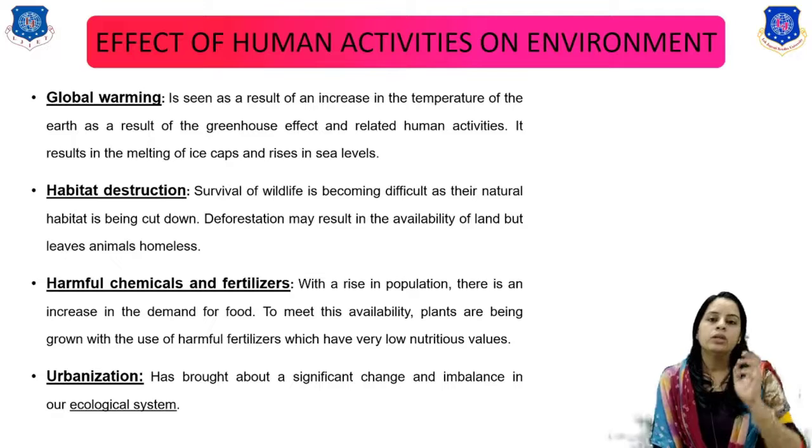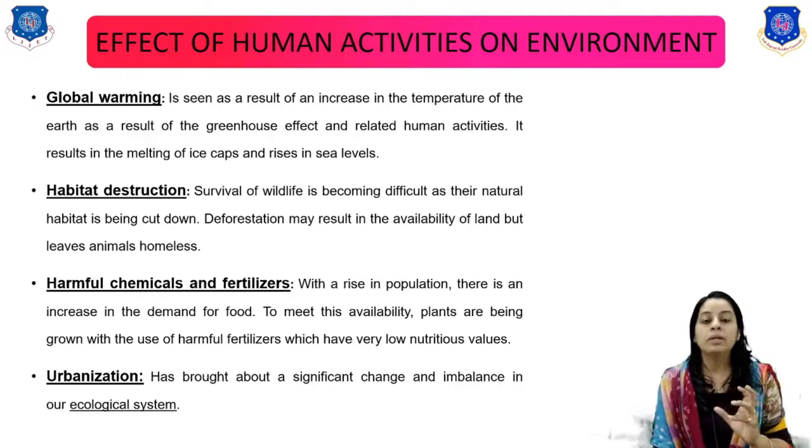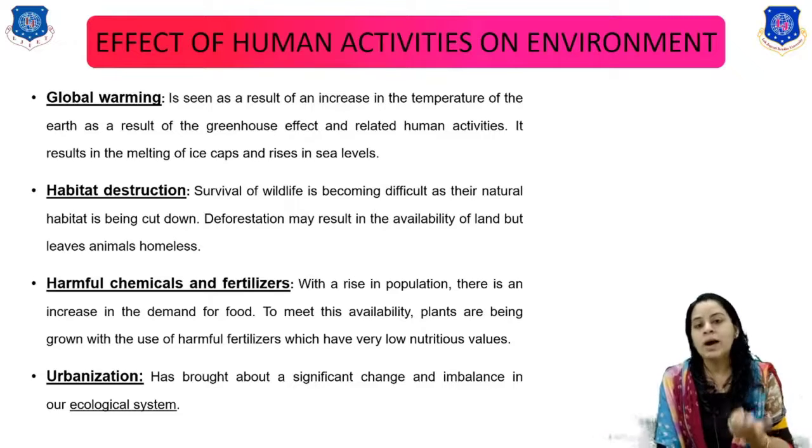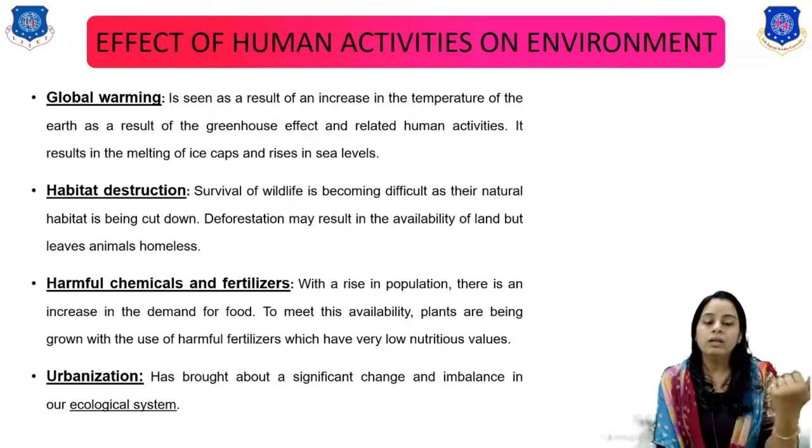homeless. Okay. The next one is harmful chemicals and fertilization. Okay, with the increase in population, there is a demand for increasing food. So for survival purposes, or to meet the demand for food, plants are being grown with the use of harmful chemicals or fertilizers which give very low nutrient values. So this is it about harmful chemicals and fertilizers.